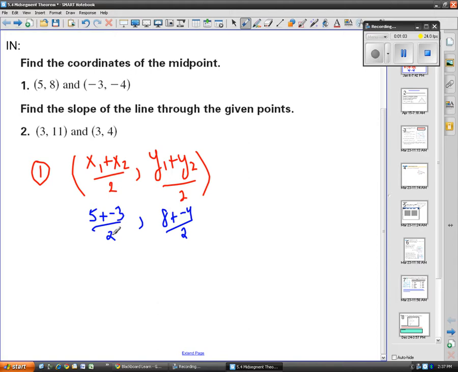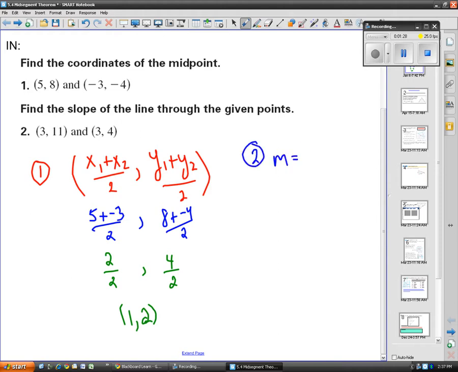If I simplify that, 5 and negative 3 turn into 2. And here I have $8 and I owe somebody 4, so I now have 4. If I reduce that, the midpoint comes out to be (1, 2). That is the address of the point that is midway between these two points, something we need to be able to do today.